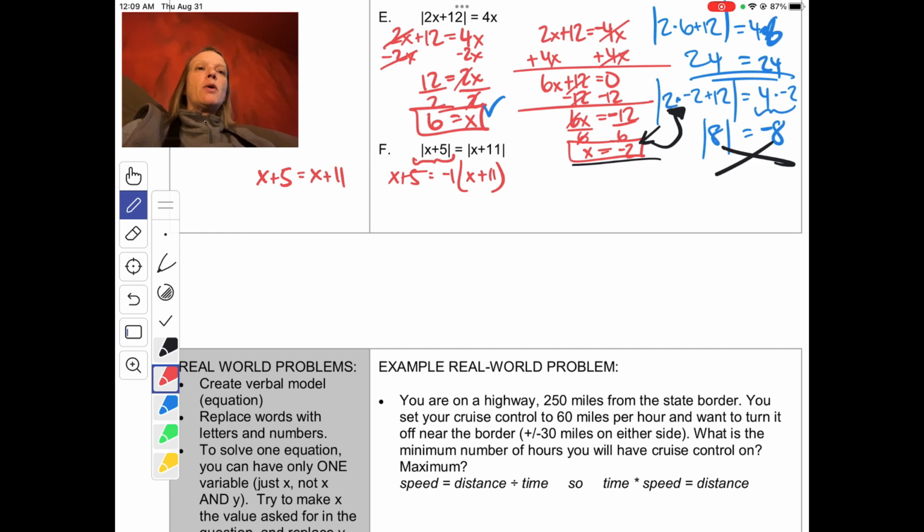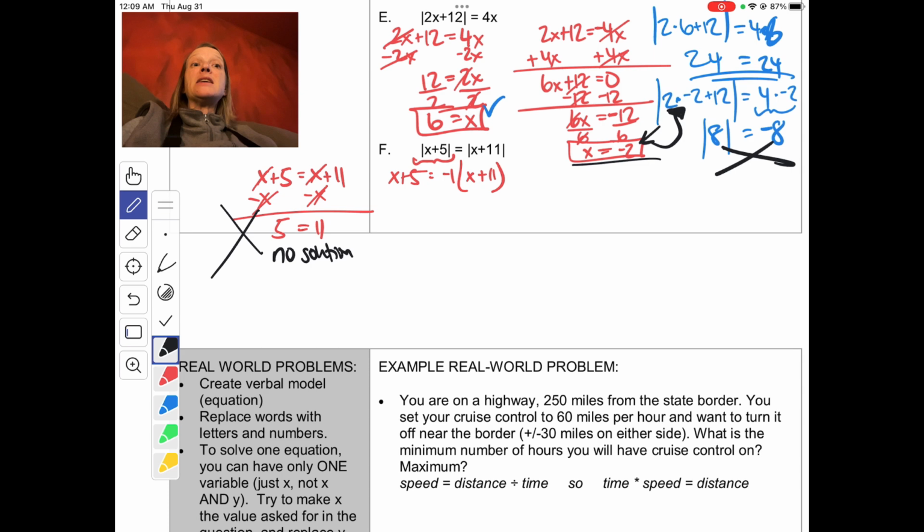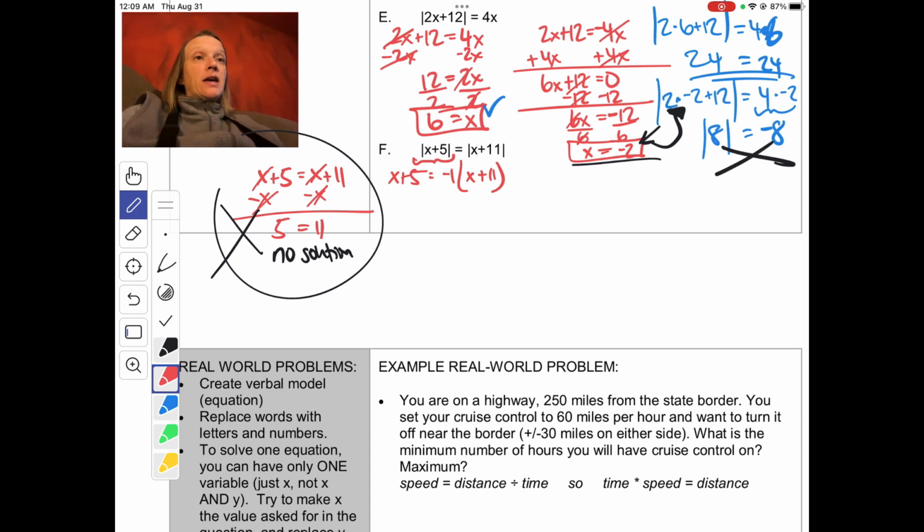So we need to solve both of these equations now. Let's focus on the left-hand side first. We'll subtract x from both sides of the equation, like this. And when we do that, we end up with this equation, 5 equals 11. This is never true. There's no solution to be seen from this version of the equation. So let's check out the other one, the negative version of the equation now.